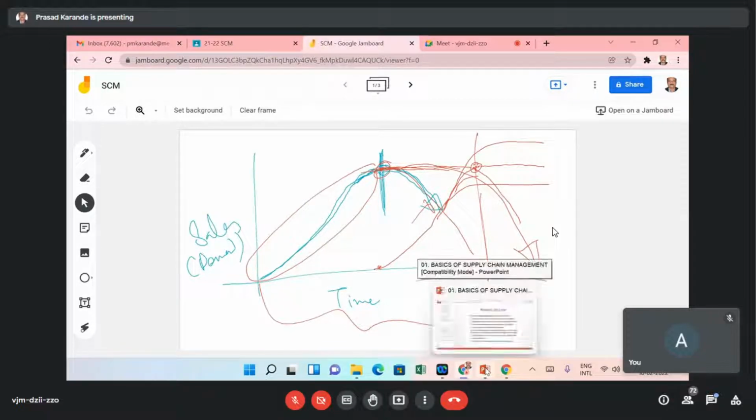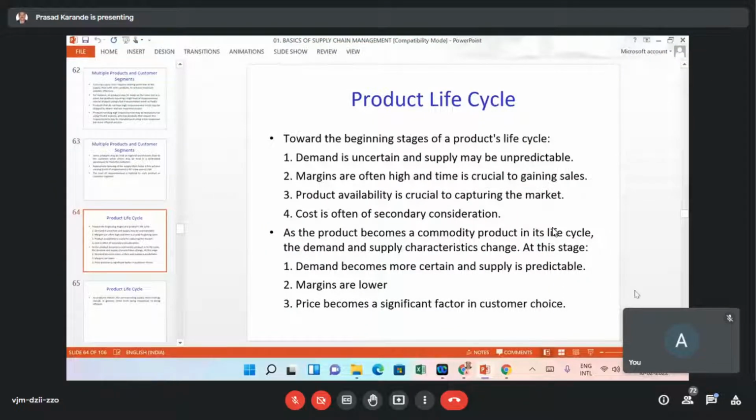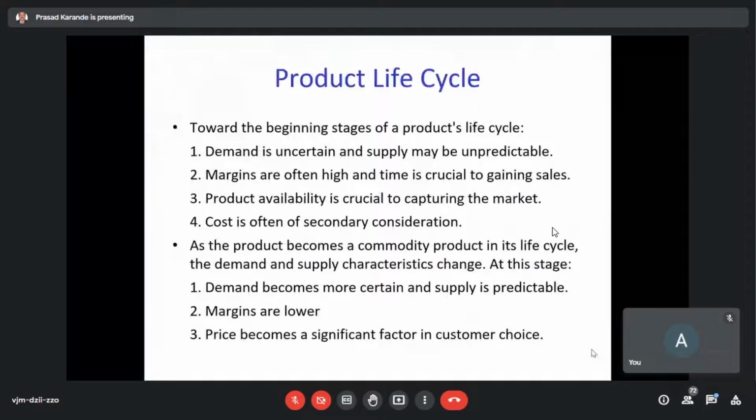So at the initial stage of any product life, there will be very high demand uncertainty whenever you launch a new product. Demand is uncertain and supply may be unpredictable. Margins are often high, and time is crucial for gaining sales. Whenever products are launched, the margins and costs are high. Product availability is crucial to capturing the market, and cost is often a secondary consideration in the initial stages of new product launches.